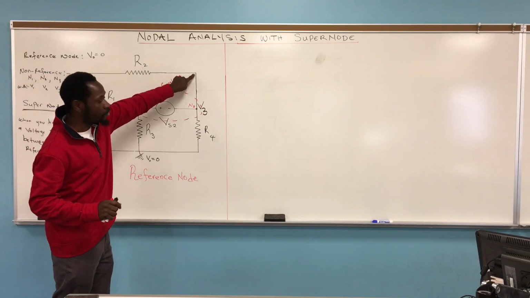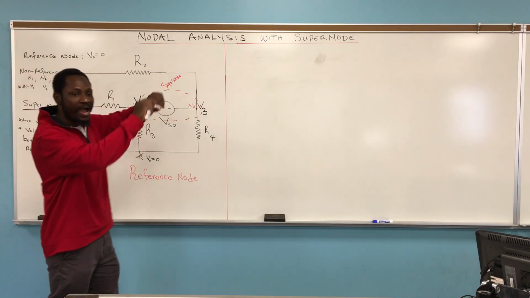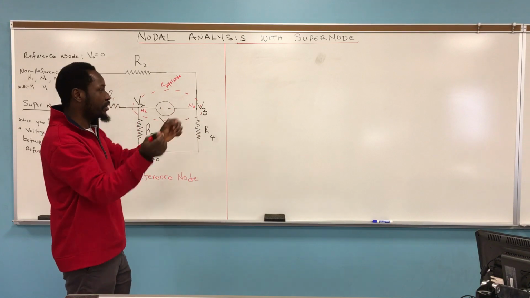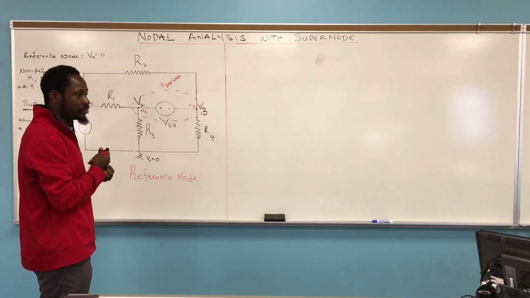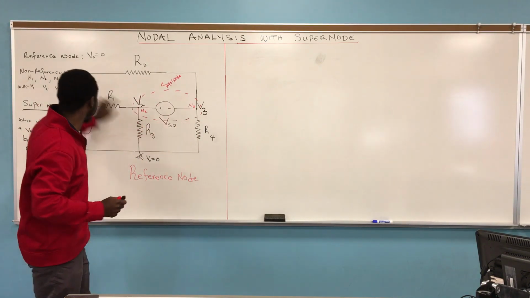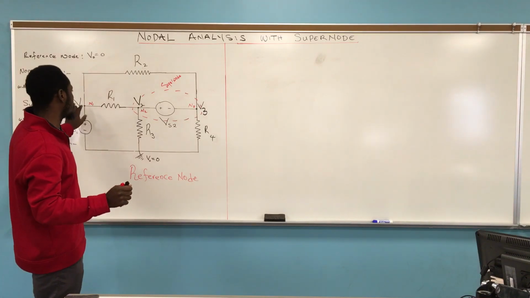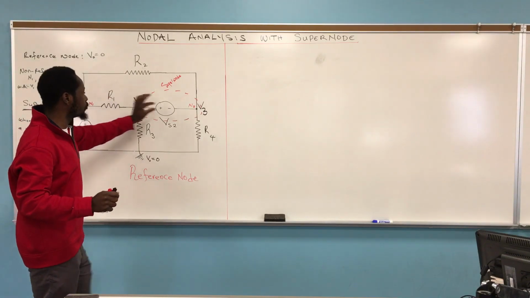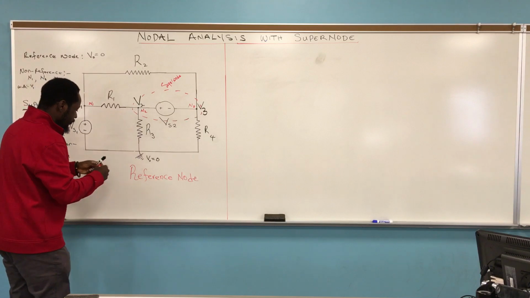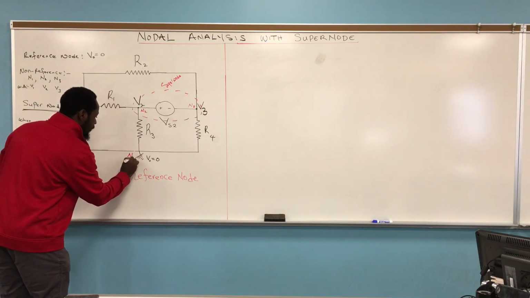This is not a node or a junction because it's just wiring. You just bend your wire or whatever. But those are not nodes. So this is not a node, these are not nodes. We have 1 node, 2 node, 3 node, and the 4th node here.